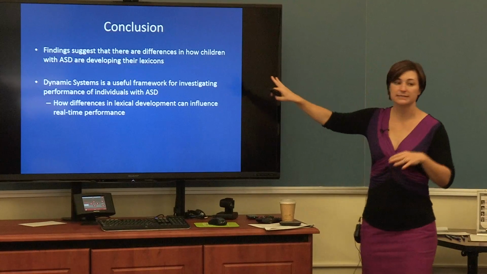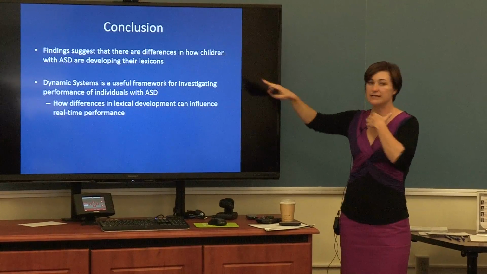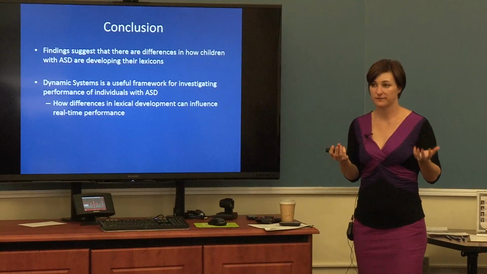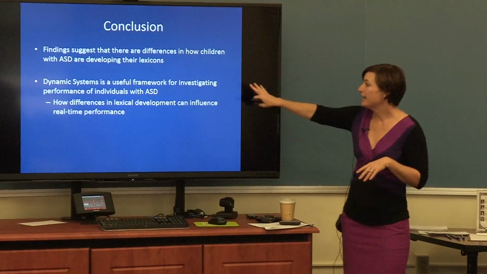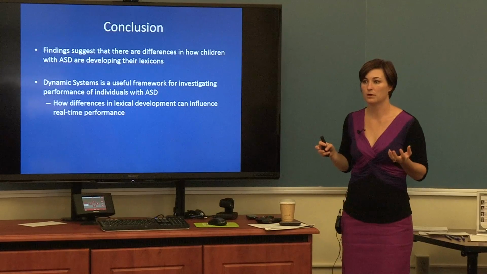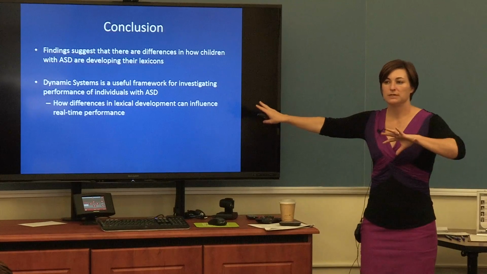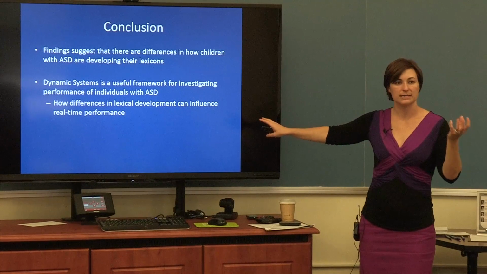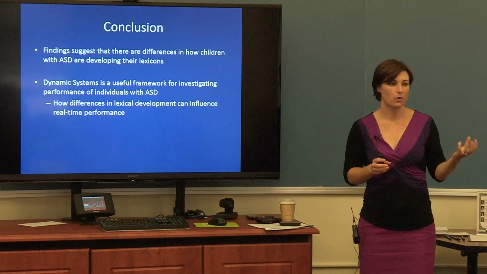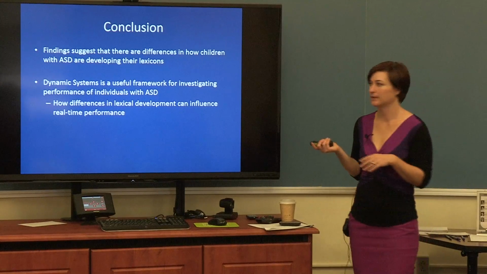What I think is exciting about this is that these findings support other research that suggests that kids with autism are developing their lexicons differently than typical language learners. It also really suggests that dynamic systems is going to be a really useful theoretical framework for thinking about learning in these kids. Not only do we see these differences in how they're organizing their lexicons, but these differences really influence real-time performance in subtle ways that can have very real repercussions.